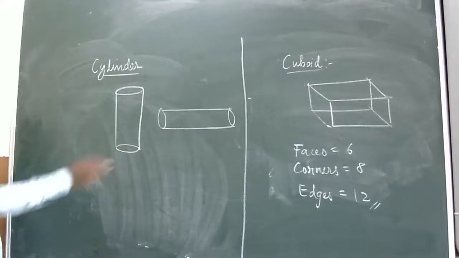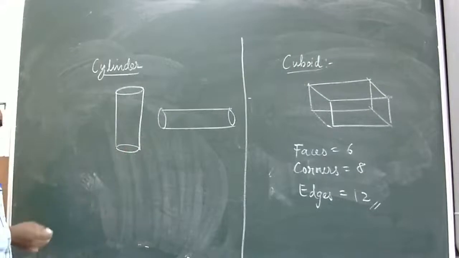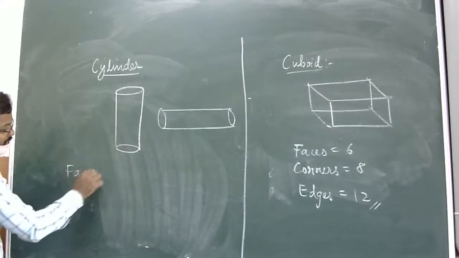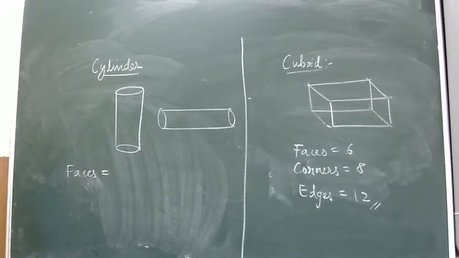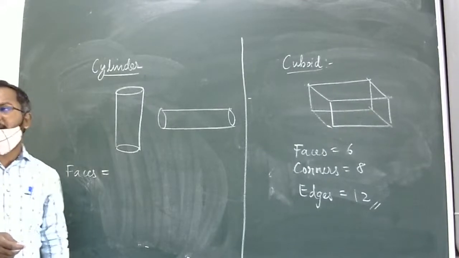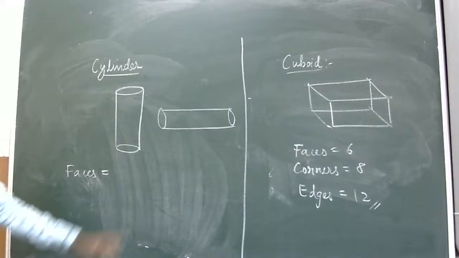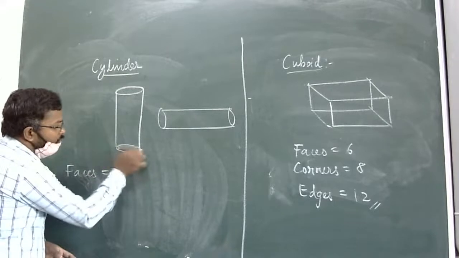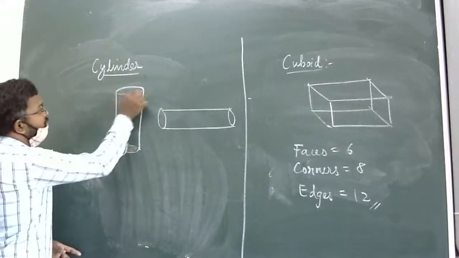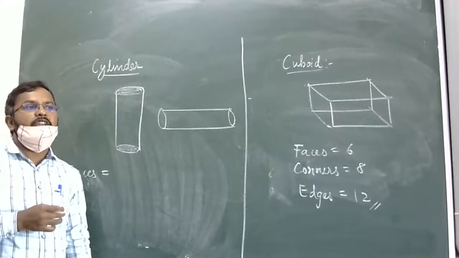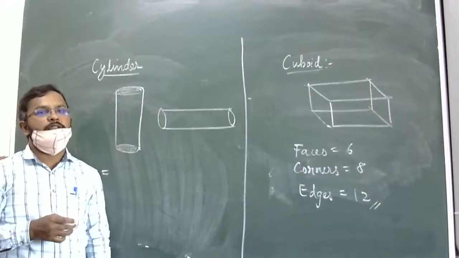So now again you have to see these three things: faces, corners, and edges. So how many faces does it have? One curved face. Two flat faces. Okay. Two edges. Okay. So see here, no corners in cylinders. If you see this top and bottom, bottom is here and this is your top. This top and bottom will have flat faces.